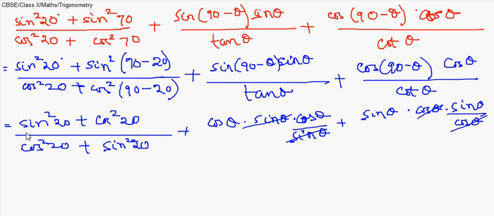Here, in sin square theta plus cos square theta by cos square theta plus sin square theta, this whole one, sorry, plus this is a cos square theta plus there is a sin square theta. So now again cos square theta plus sin square theta gives you 1. So it's 1 plus 1, that is 2.